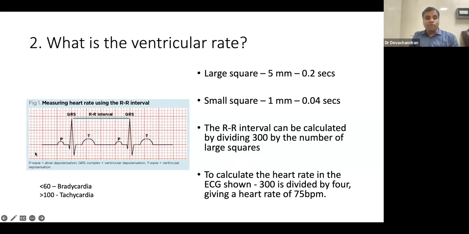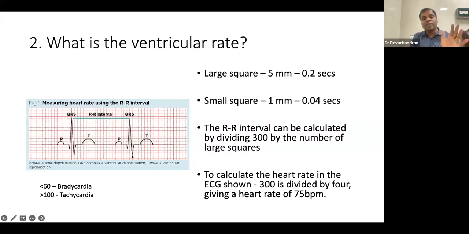So 1, 2, 3, 4, 5 will be recorded in 1 second. So that's how ECG functions if you keep the speed at 25 millimeter per second. So the large square is equivalent to 0.2 seconds. Remember, if it's 5 boxes per second, then 1 big box is 0.2 seconds. And divided by 5, you get 0.04 second per small box. So 1 box is 0.2 second, and 1 small box is 0.2 divided by 5, which is 0.04 seconds.